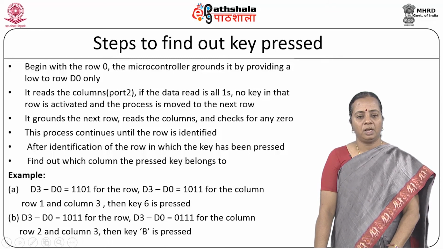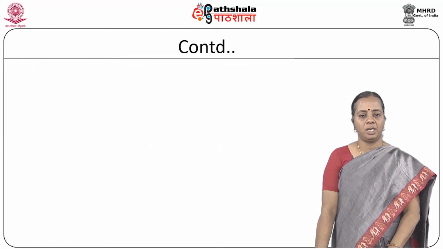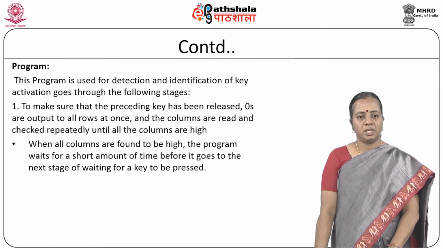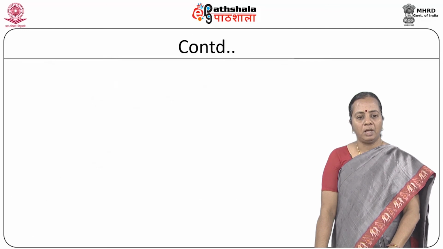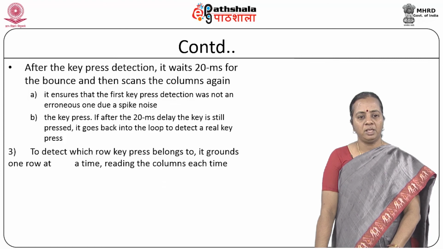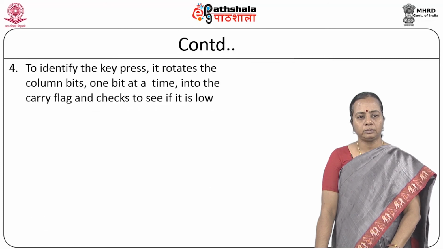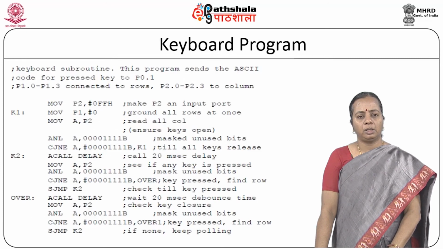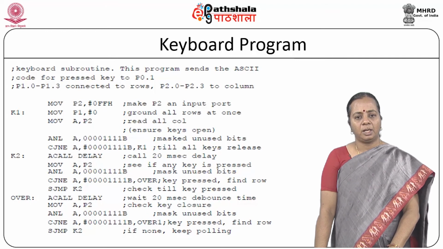This is the way to identify which key is pressed with the matrix given in the keypad, where the rows are connected to one port and the columns are connected to one port. By scanning the columns and then scanning the rows, we can identify which key is pressed. Now you just see this is the program with which I will be in a position to find out how to trace which key is pressed.